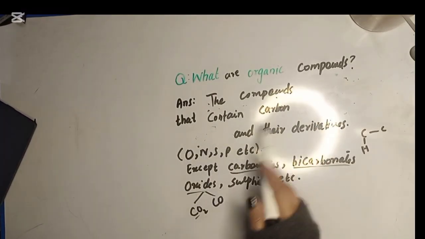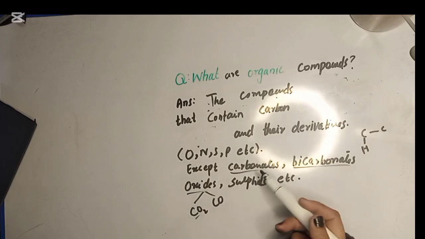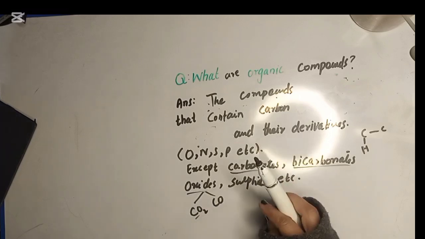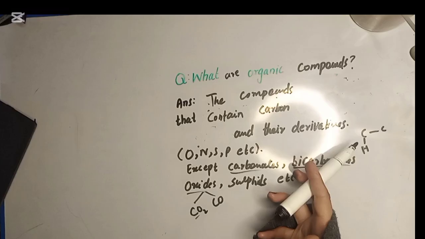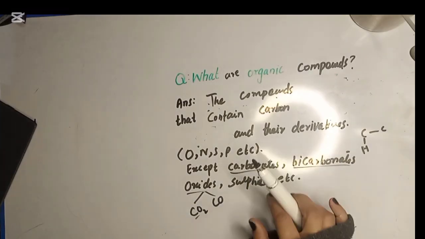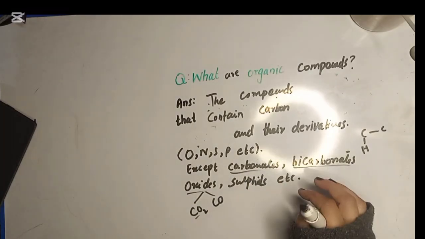What are organic compounds? The compounds that contain carbon and their derivatives, except carbonates, bicarbonates, oxides, etc. You should mention these also. The definition of organic chemistry and the definition of organic compounds are slightly similar because we are dealing with the same kind of compounds.